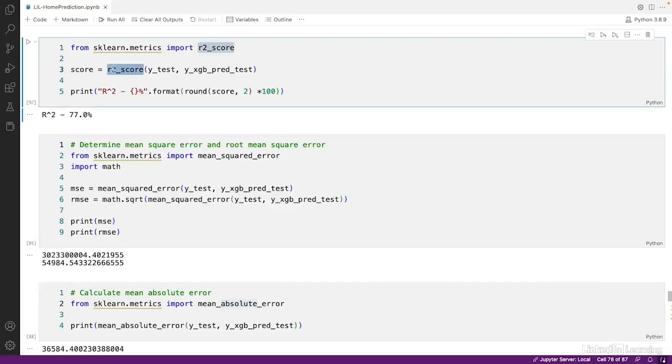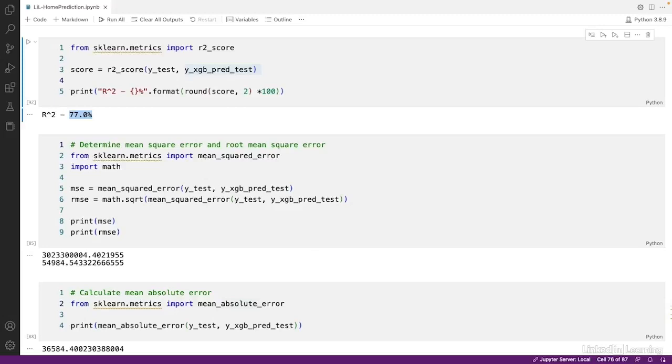The R square score function is used to calculate R squared. You'll pass in the actual values stored in y_test and the predicted values stored in y_xgb_pred_test. When we calculate the score, we see it lands right at 77%, which means the model is accurate 77% of the time. We'd want this number to be higher before deploying this model to production.